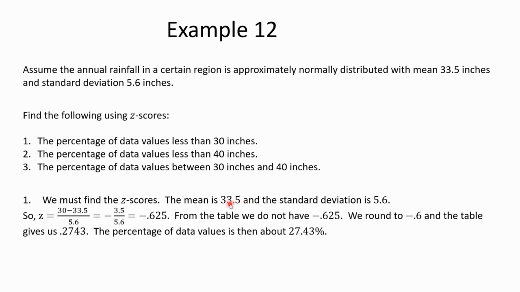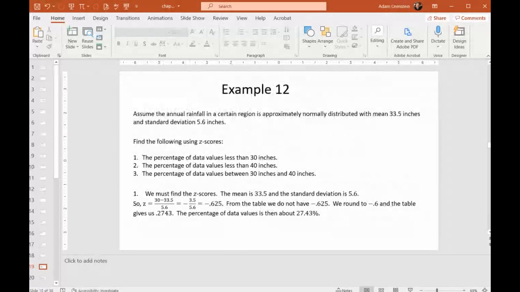The mean is 33.5, standard deviation is 5.6, and here we have 30. So we do 30 minus the mean, divided by the standard deviation. And if you do that calculation, you get this, which turns out to be this. Now we have to stop here because I'm running out of time.